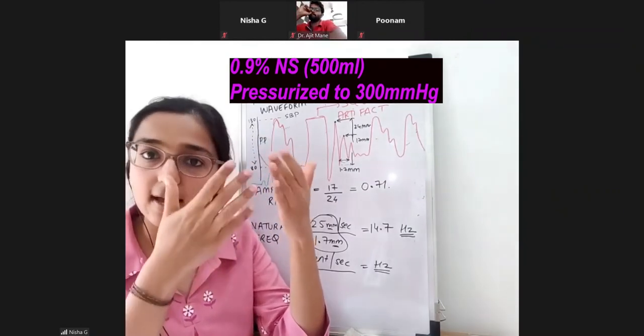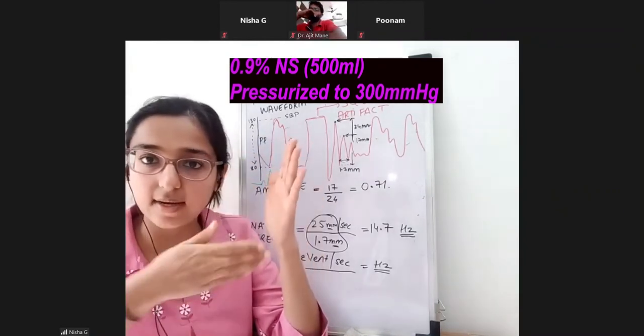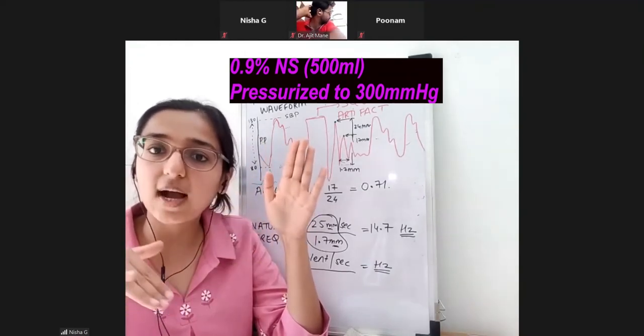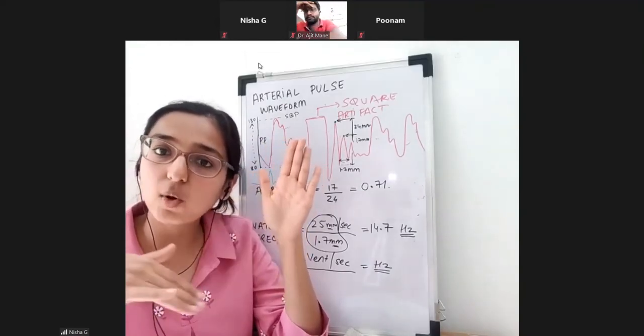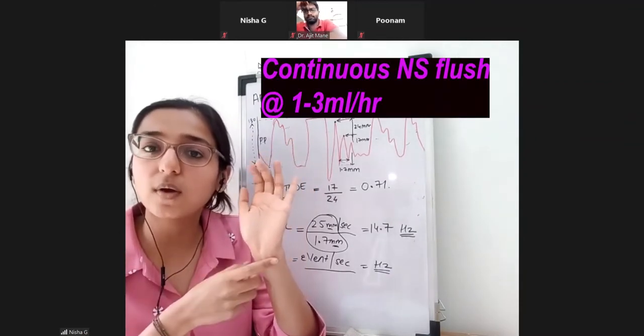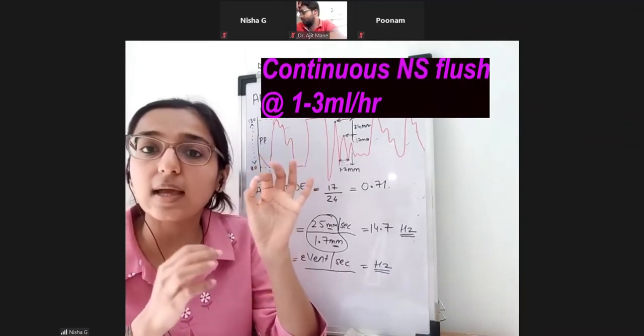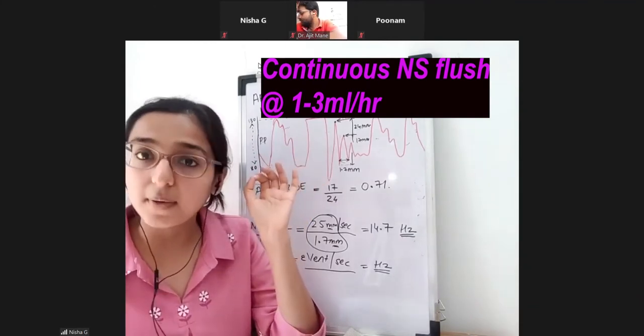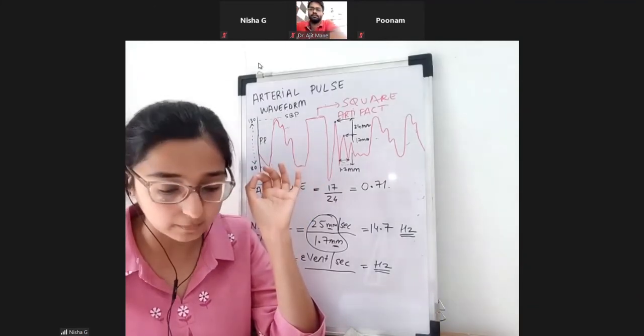And then you have switched on. The whole system is in connection with the patient. So that pressurized bag will keep flushing the arterial line. NS will keep flowing through the artery of the patient at the rate of 1 to 3 ml per hour, because we don't want any thrombus formation.